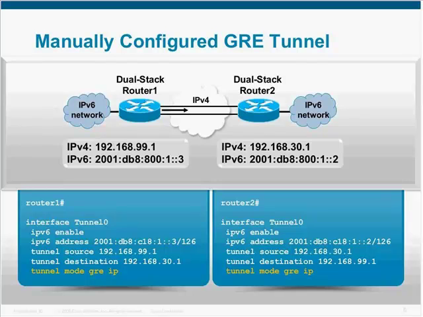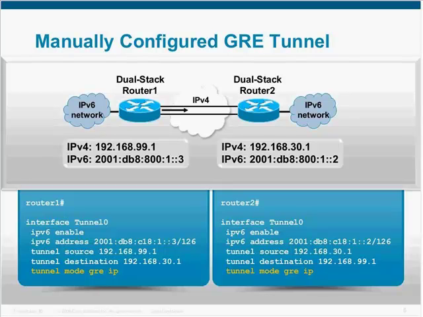So if we look at the actual configuration, or what all this would look like in terms of configuration, we have again our two isolated IPv6 networks connected by the two dual stack routers. And the IPv4 address of the dual stack router 1 is 192.168.99.1, and we use 30.1 on the other side.